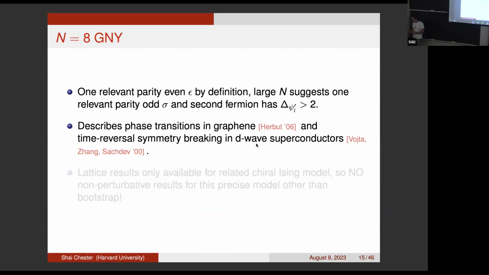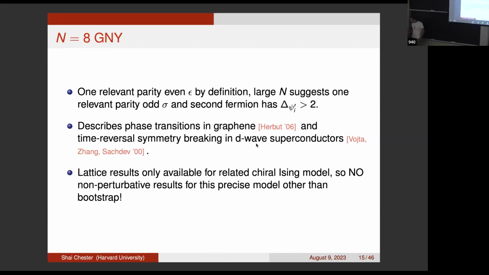This is physically interesting because it's supposed to describe phase transitions in graphene, and also time reversal symmetry breaking in d-wave superconductors, or so I'm told. So it's of physical interest. And in this case also, lattice results are only available for a different theory, which is the chiral Ising model, which has a different symmetry. And so actually there's no lattice results available for this theory. So again, the bootstrap is the only game in town.